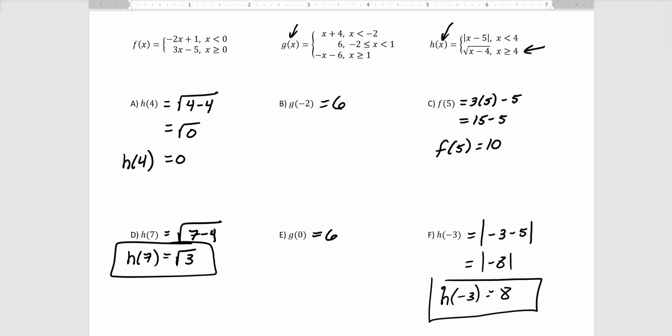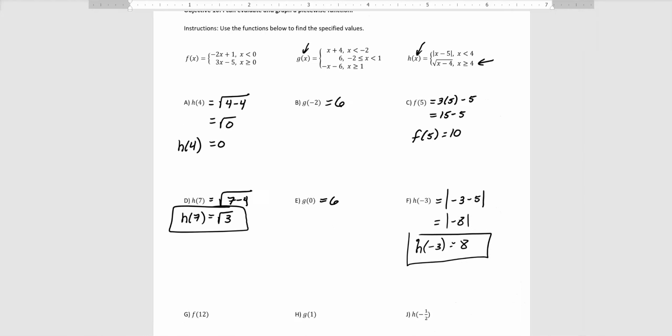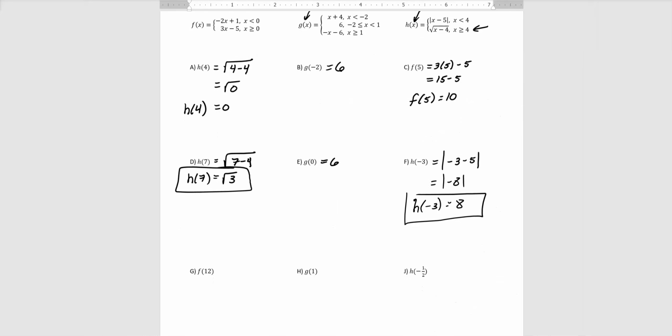All right, now let's see if I can zoom this out a bit so I can see everything at once. Let's see how this works out.